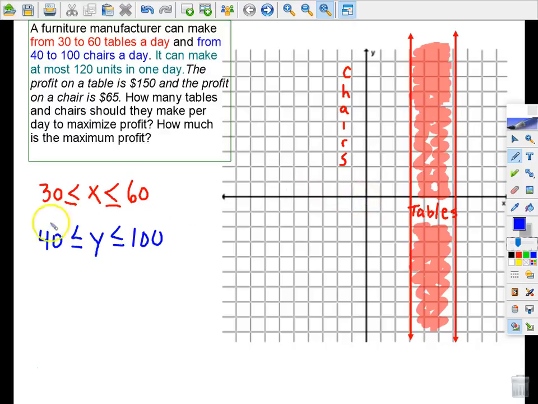So let's draw these two horizontal lines. Remember, these are in tens: 10, 20, 30. Here's where y is 40. 10, 20, 30, 40. So we'll do a horizontal line through y is 40. 50, 60, 70, 80, 90, and right at the top, we'll just say that that's 100.